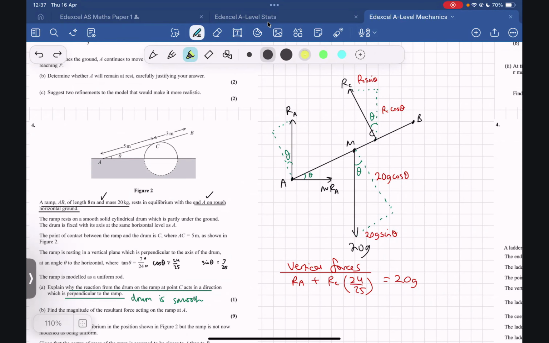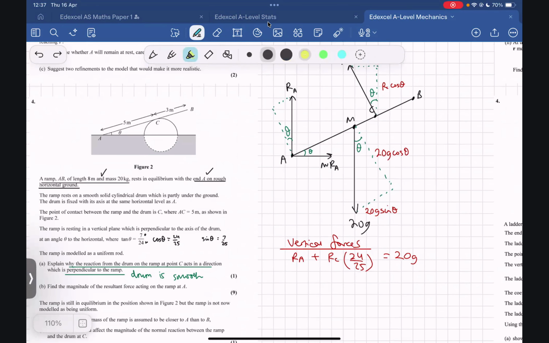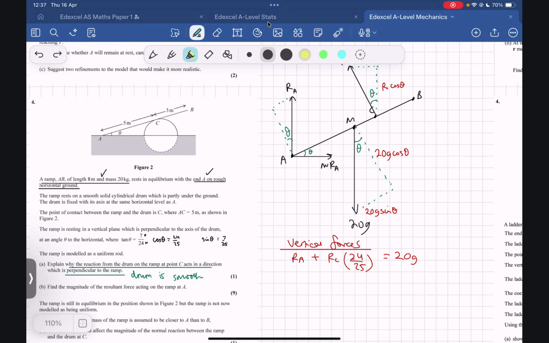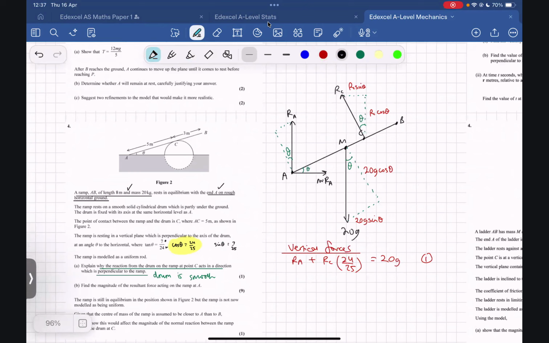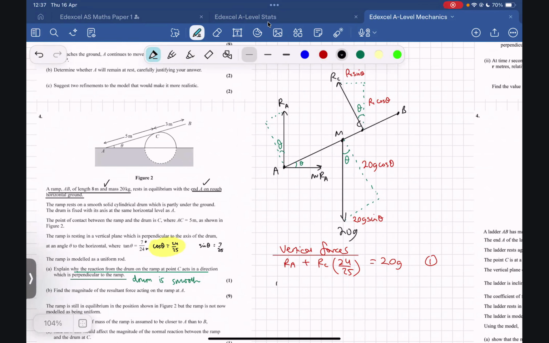So now, why is it like 24 over 25? Ah, I see, okay, never mind. So how many unknowns do we have? 2. RC and RA. So let's call this equation 1 and we can come back to it. My other thing, the harder thing, is we have to do moments around A.